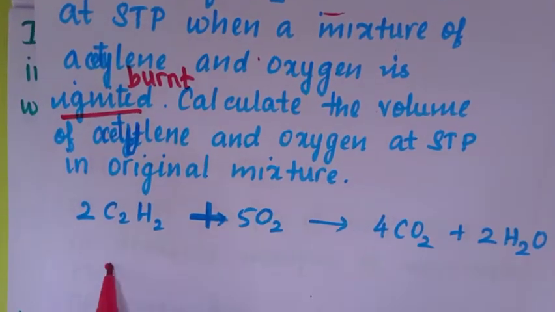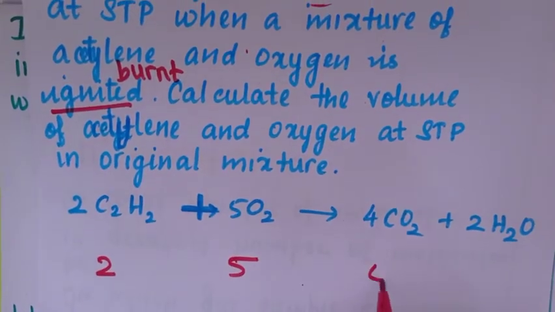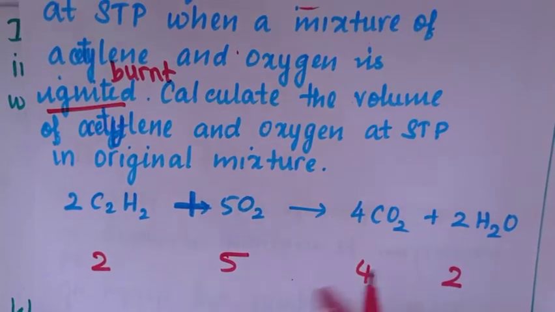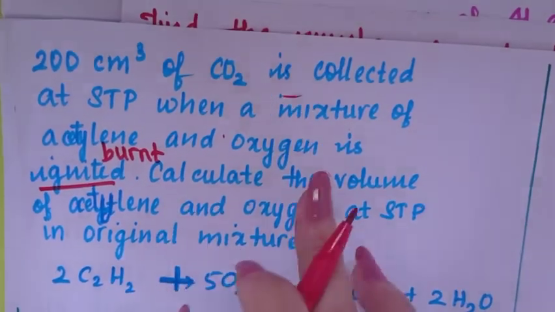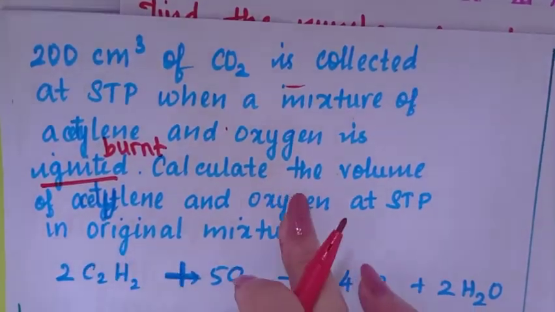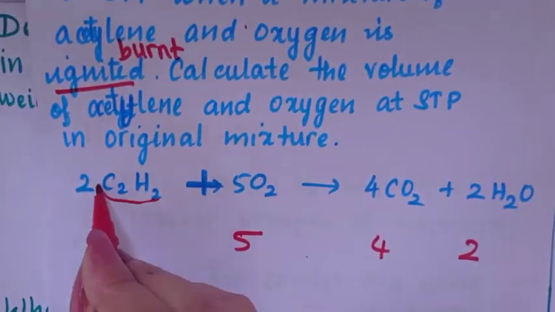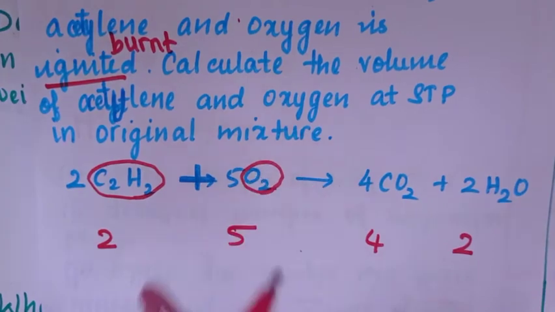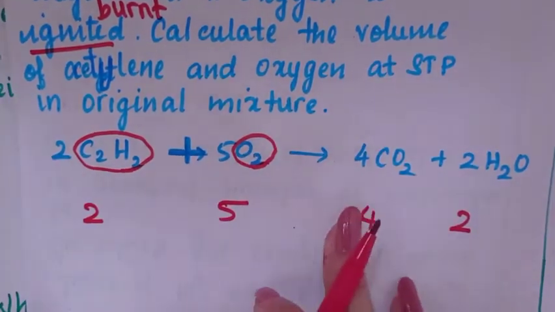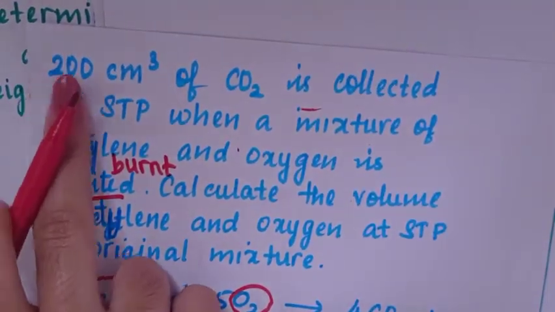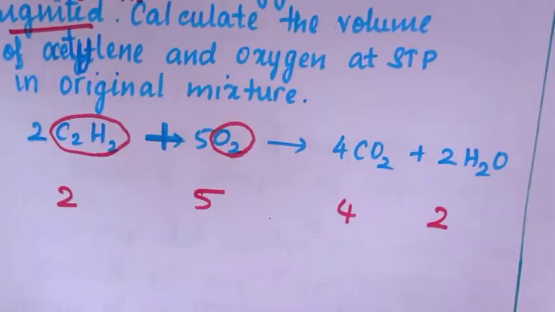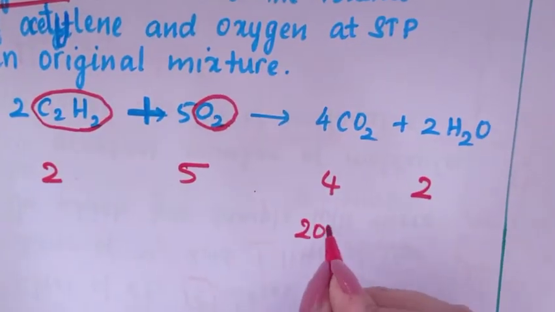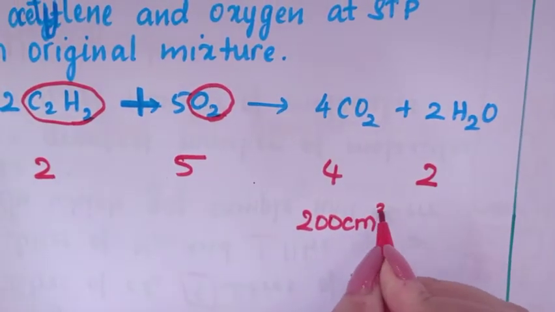First you write the number of moles in order: 2, 5, 4, 2. In the question, what is given? Calculate the volume of acetylene and oxygen, which means acetylene is C2H2, oxygen is O2. Both we should find the volume. Carbon dioxide volume they have given. What is it? 200 centimeter cube is the volume of carbon dioxide.